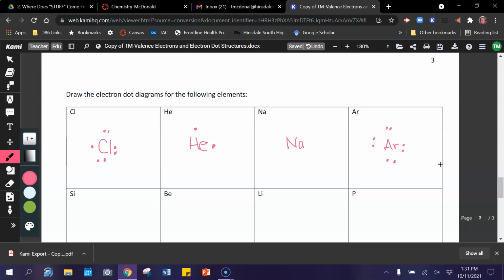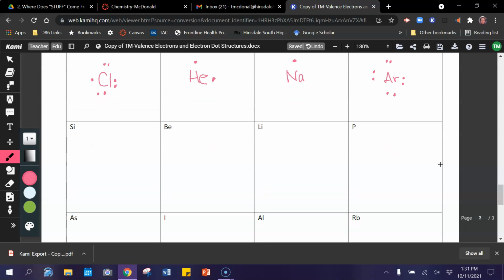Sodium is in the first column, and so sodium would have 1 valence electron. Silicon is in column 4, right below carbon. So we have 4 valence electrons. Beryllium, we drew the Bohr model for beryllium. 2 of those electrons are in the inner shell, 2 of them are in the outermost shell, so we're only going to draw the 2 that are in that valence shell. Lithium is in column 1, so it has 1 valence electron. Phosphorus is in column 5, so I'm going to draw its 5 valence electrons.